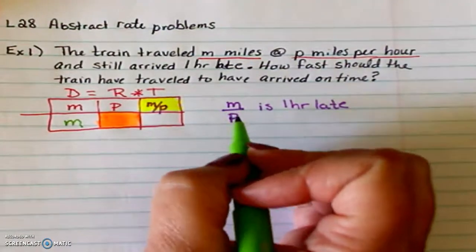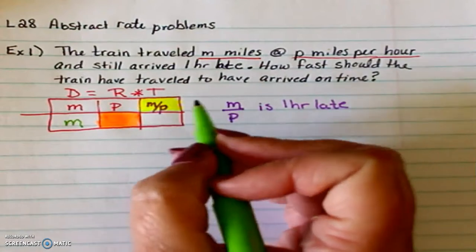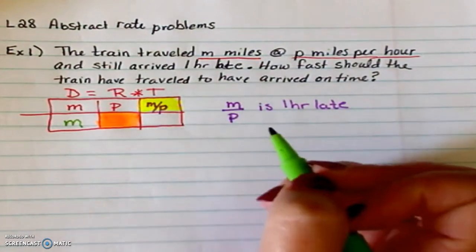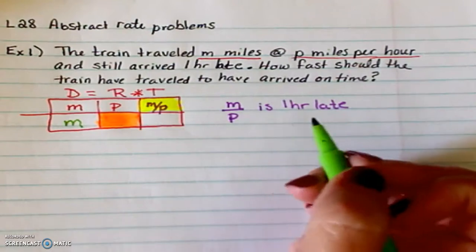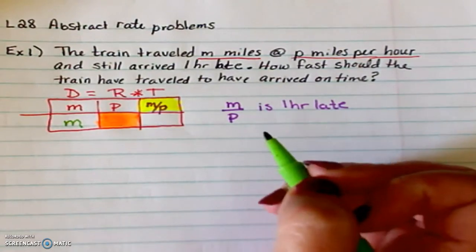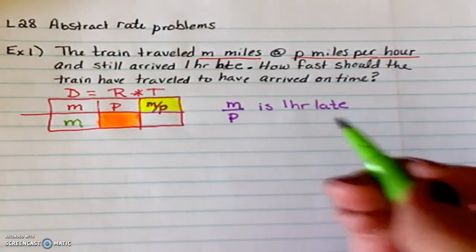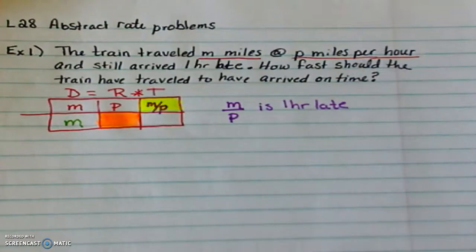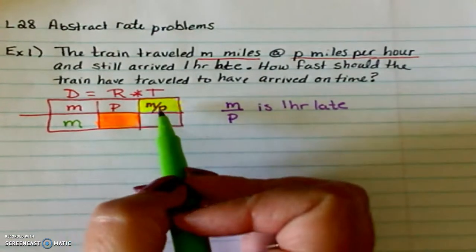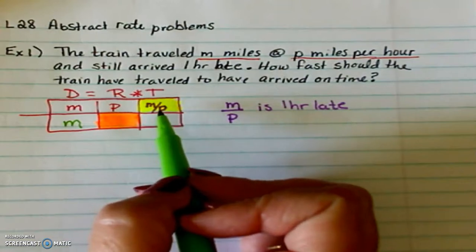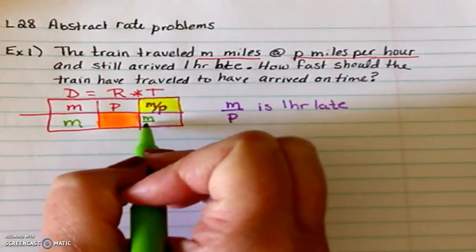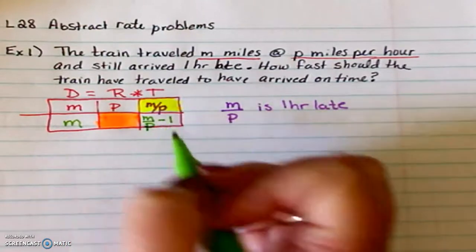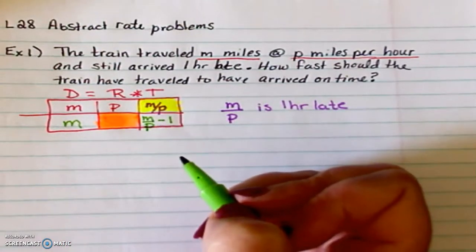M over P was how long the train had traveled before. Say that took him 5 hours, because remember T is your time of travel. It took 5 hours for the train to get there, but he was 1 hour late. So to arrive on time, I have to take an hour off of that. So if he would have traveled for 4 hours instead of 5 hours, he would have been on time. So I need to represent my time as M over P, but I have to take 1 hour off of it to arrive on time.